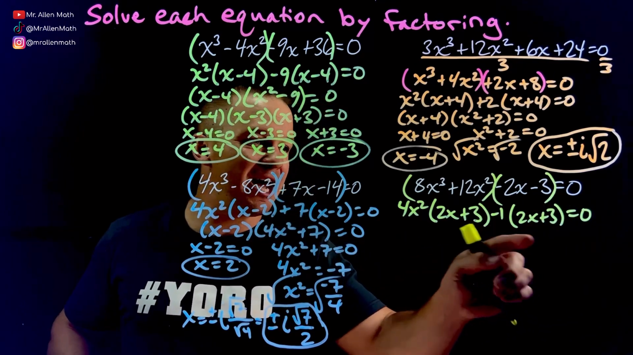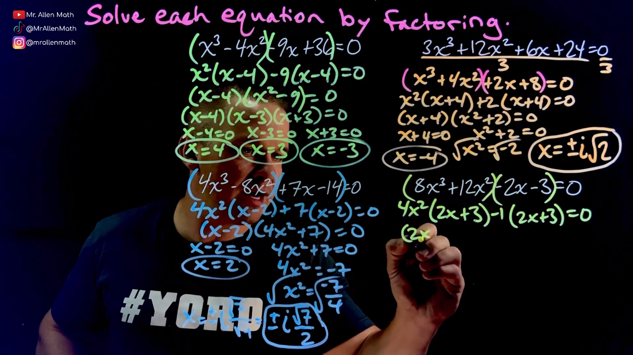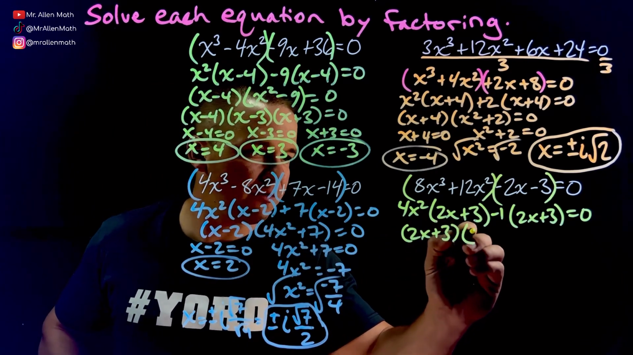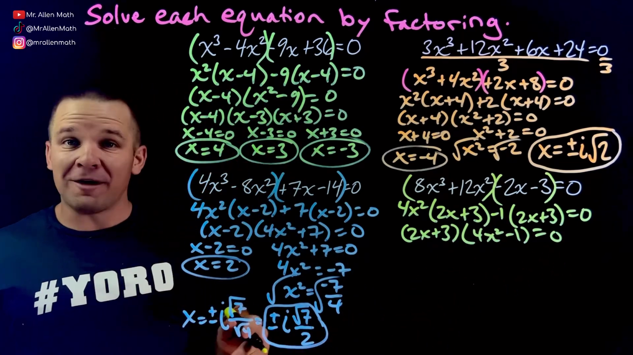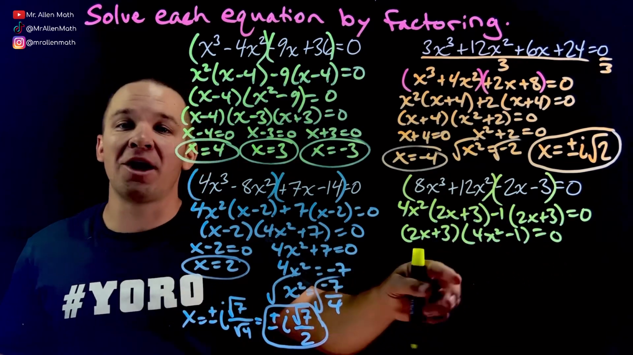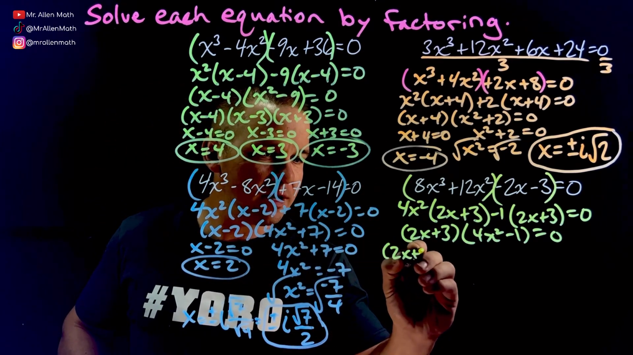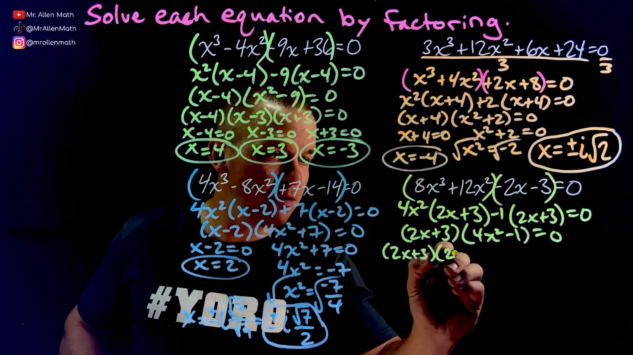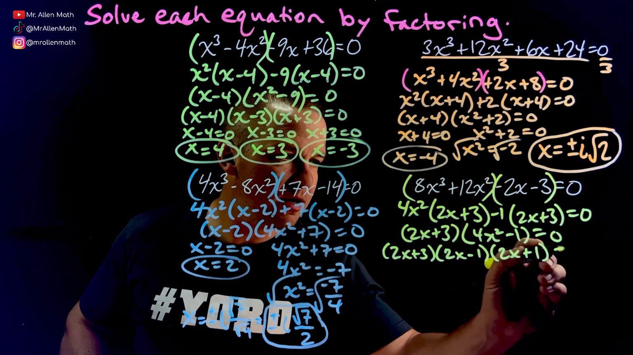We got the GCF, the common factor there between each of those terms. So I'm going to take out the 2x plus 3, and then I'm left with 4x squared minus 1 equals 0. Woo! We haven't seen one of these in a while. We got a difference of 2 squares. I can break that down further. So we got 2x plus 3 times 2x minus 1 and 2x plus 1 equals 0.